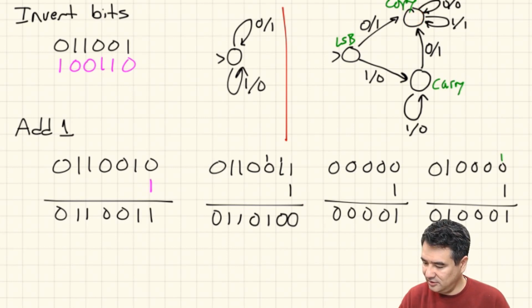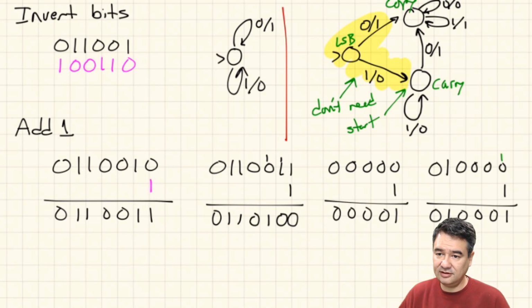So what I'm going to do is cross it out by highlighting it and saying, we don't need that stuff there. Don't need. And then you actually start in the carry state. And then that machine there should add 1 to any binary number. So let's try it out.